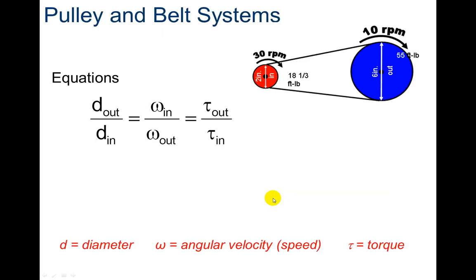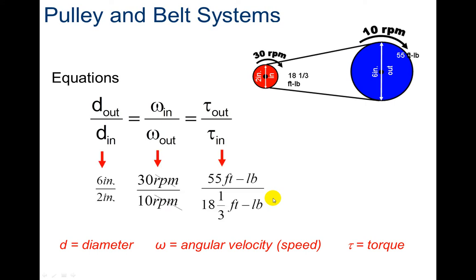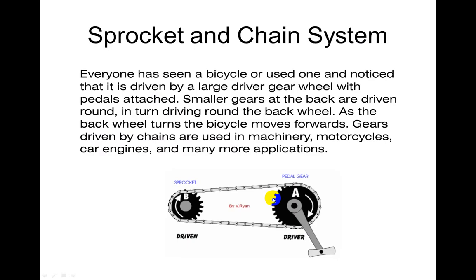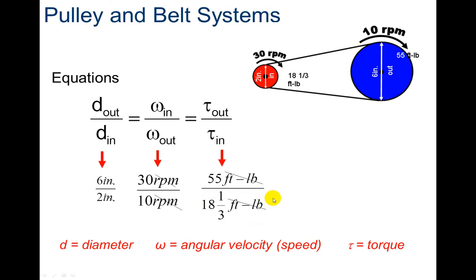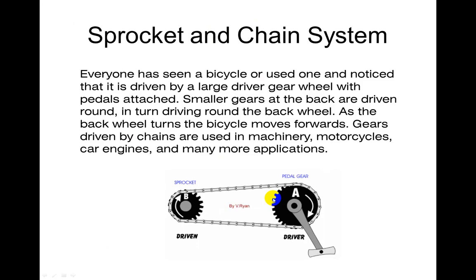We're looking at the same equations. Diameter out over diameter in equals angular velocity in over angular velocity out, which equals torque out over torque in. Of course, we don't have teeth on this one, so we're not going to see number of teeth. But it works the exact same way. All of these equal the gear ratio, or pulley and belt system ratio, which would be 3.